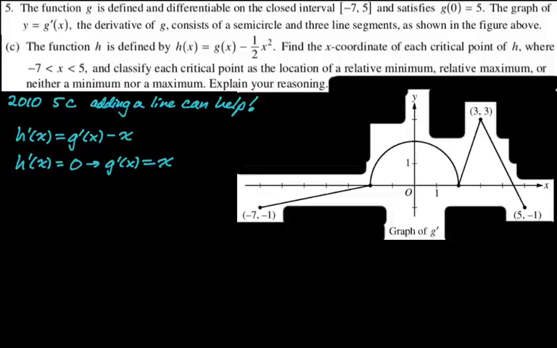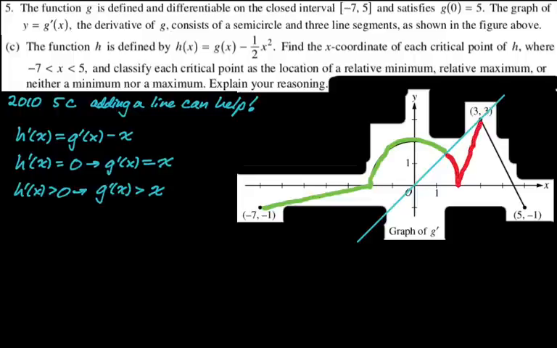Now, at that point, you're like, how do I even do this? Well, y equals x is a line, so I can just add that to my graph. And once I've added that, now it becomes a question of what relationship between that line and the graph of g prime would mean that h prime is positive versus negative. So what I usually do is I just rewrite it. h prime greater than 0 would mean g prime is greater than x, or the graph of g prime is above the graph of y equals x. So that's going to be this entire interval. So we know that h prime is positive there, and therefore negative here.